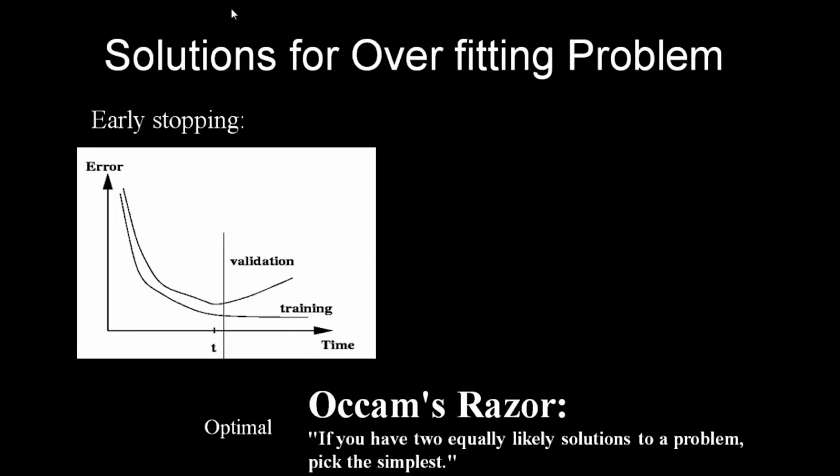If you have a two descriptor model and a single descriptor model, and there is only a small change in the Q square or the validation R square, go for the one descriptor model. That is what this Occam's razor tells you. If you have two equally likely solutions to a problem, pick the simplest. Okay. Likely they are a very small difference, but if you see a big difference, yes, you may go for a complex model, but if it is a small difference, do not do that.